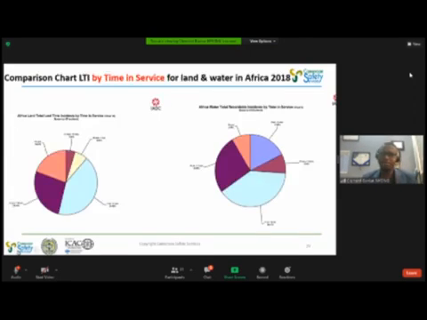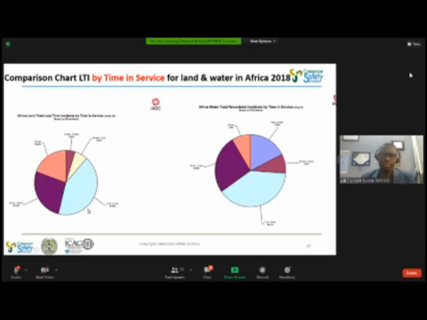So we also have a lost time injury prevention comparison chart by time in service. So depending on the experience, the seniority of the crew.